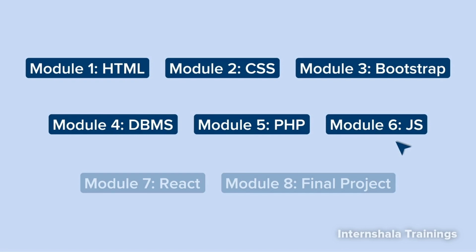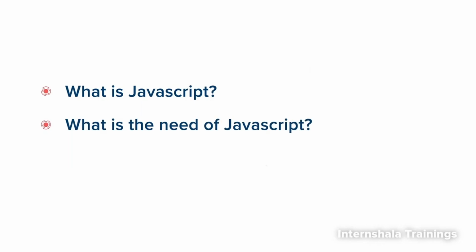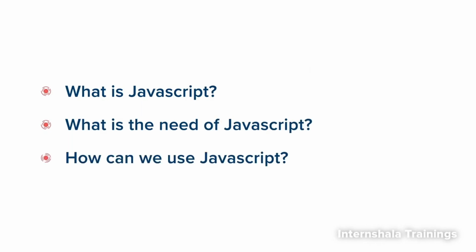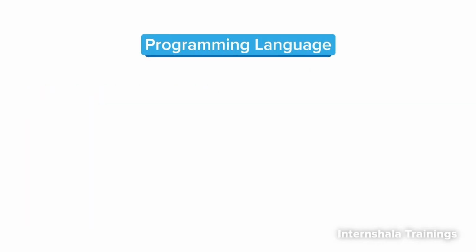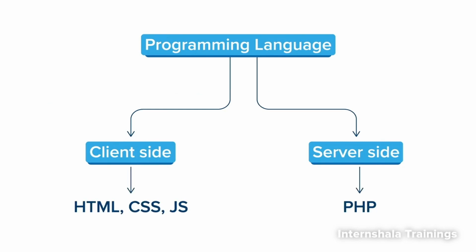Proceeding further, in this video we will understand what JavaScript is, the need of this programming language, and how we can use it. We already know that a programming language can either be a client-side scripting language or a server-side scripting language. And by scripting language, we mean that these languages can be executed directly without any pre-compilation, unlike in the case of C++ and Java.